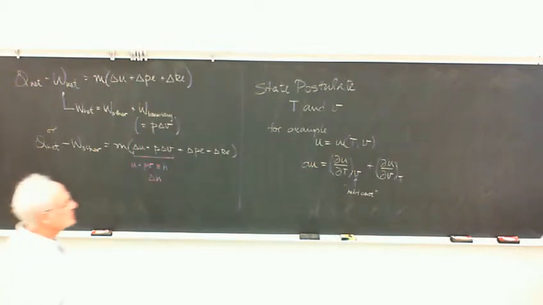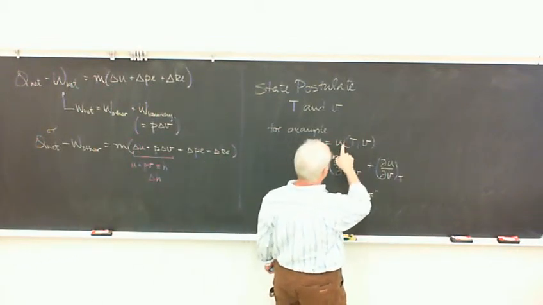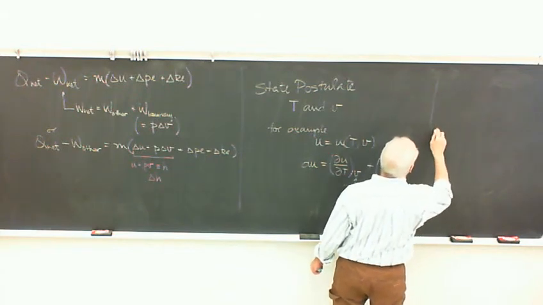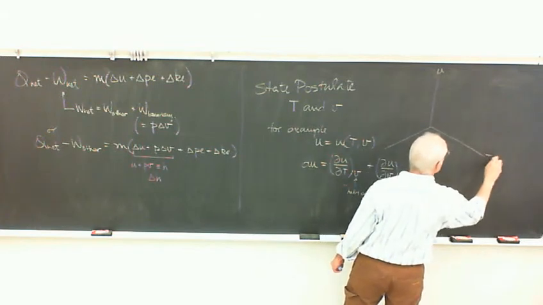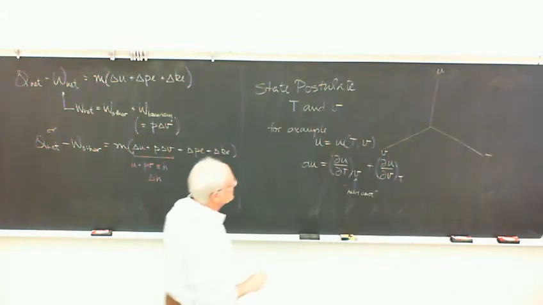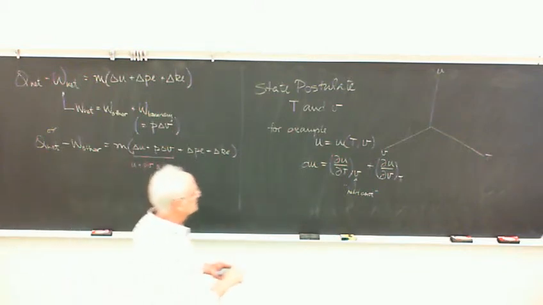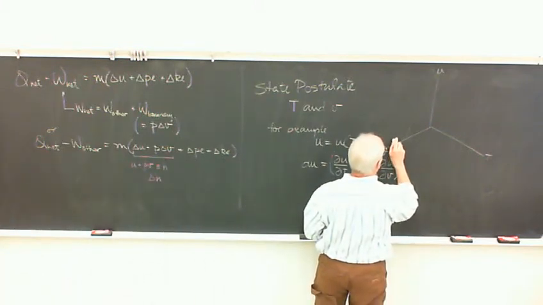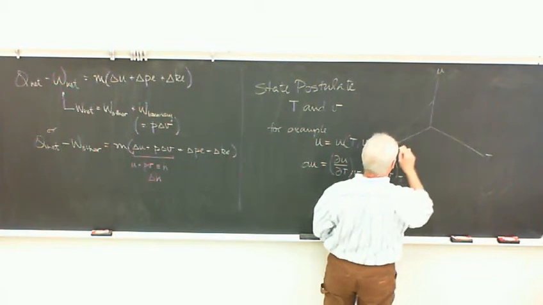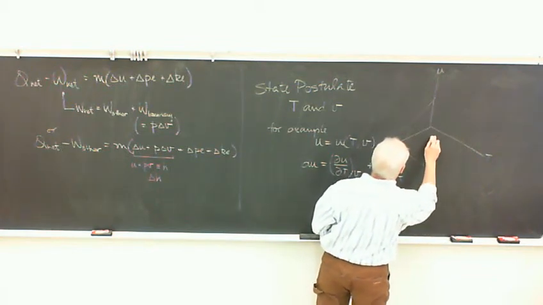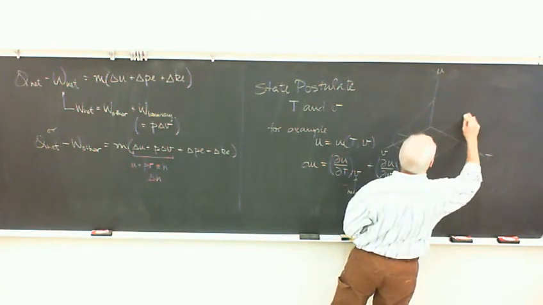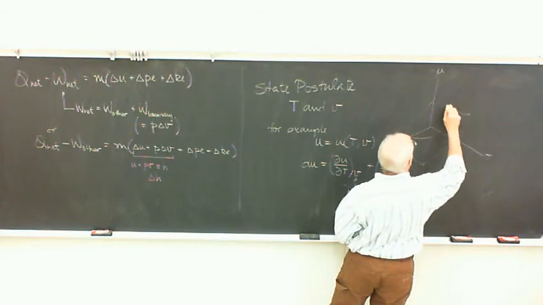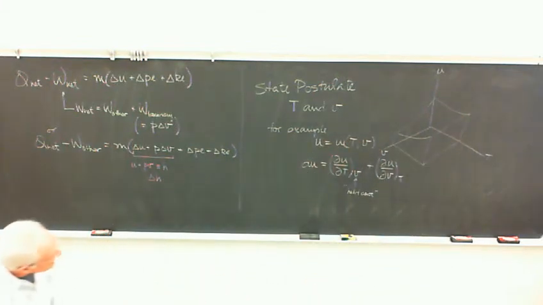Partial differential, let's see, we've got three quantities here. And so there's going to be some kind of graph we could imagine, U and T and V, that'll give us a three-dimensional surface of some kind. And maybe it looks something like that, just to make up a shape for it. So we have some three-dimensional surface like that.